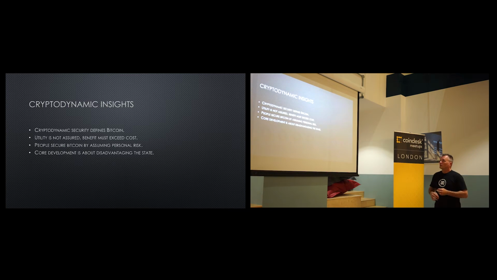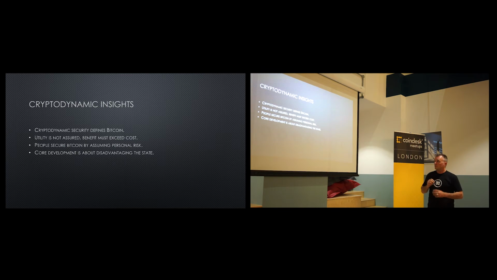Different topic. Okay, so another idea you can draw from this: utility is not assured. The benefit must exceed the cost. And it's not guaranteed that Bitcoin is going to work. It might become too costly and not be worth it anymore. People might not use it. People secure Bitcoin by assuming personal risk, right? Crypto's not doing it. It's the people that are doing it. If people are not willing to take the risk, it won't be secure.